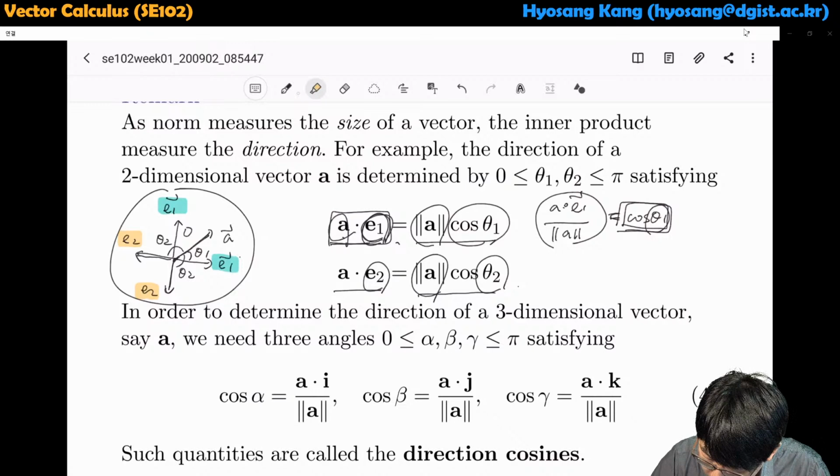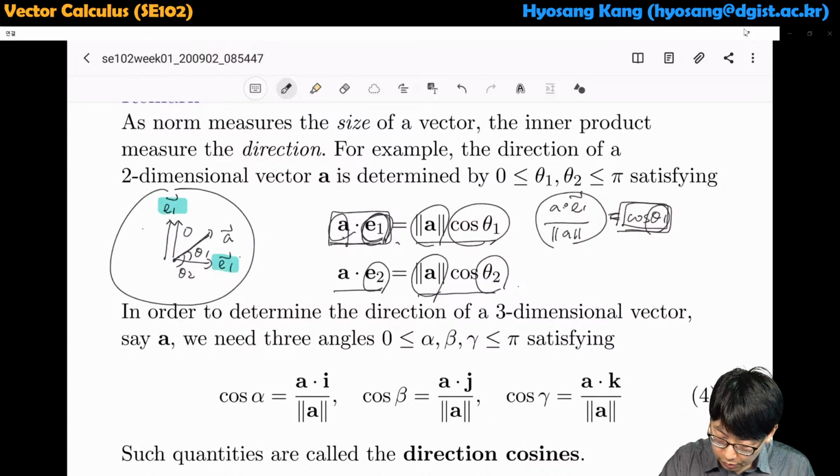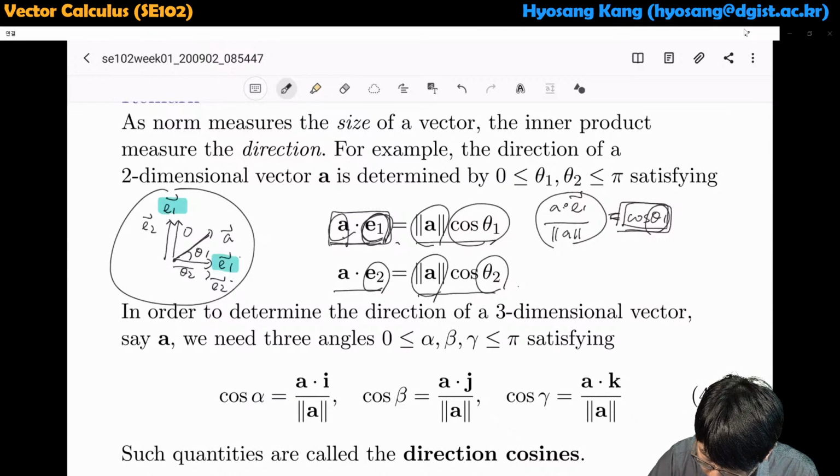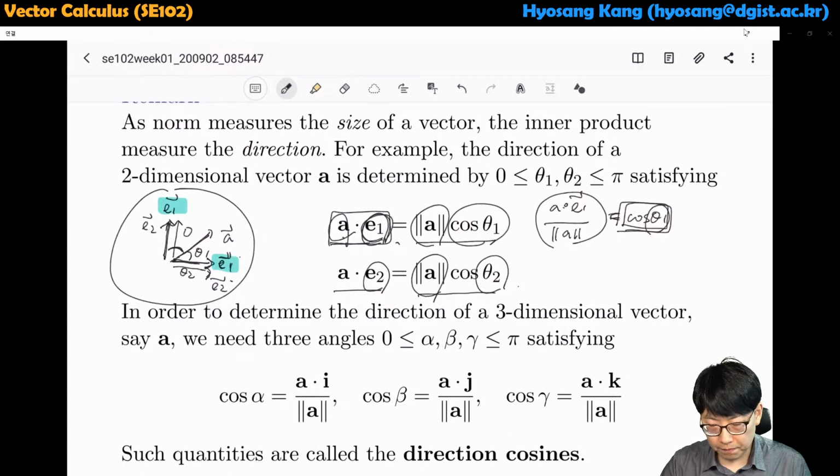Sorry, I drew it wrong here. So here is E2, same direction, but I don't want to overlap this. So E2 here, and same direction as E2. Theta 2 here. If I measure my theta 1, and I assume my E1 is here, then E2 should appear here. So my theta 2 must be measured this way, measured here.